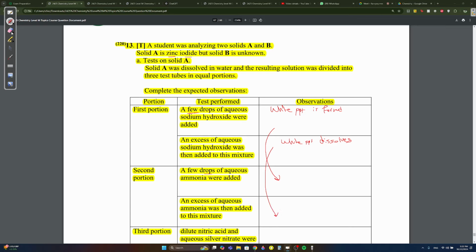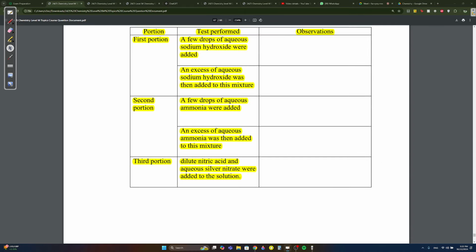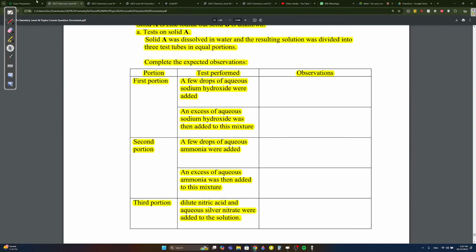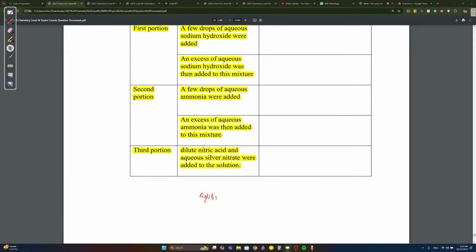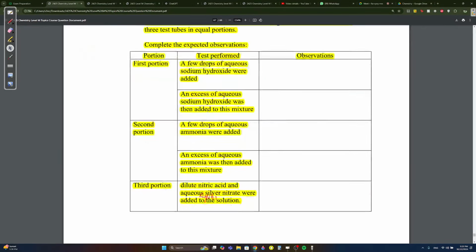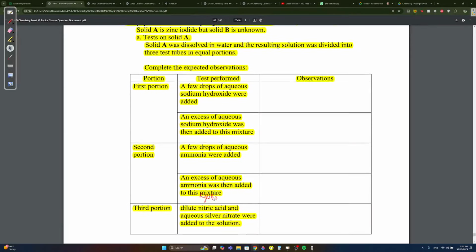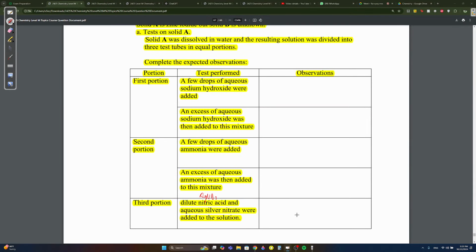Okay. Dilute nitric acid and aqueous silver nitrate were added to the solution. So when you're adding AgNO3, because silver nitrate is AgNO3, we have what here? It's acidified, because that's why they said nitric acid. We have iodide, and what happens when you add I minus ions to AgNO3? Yellow precipitate is formed. Okay, so part A.